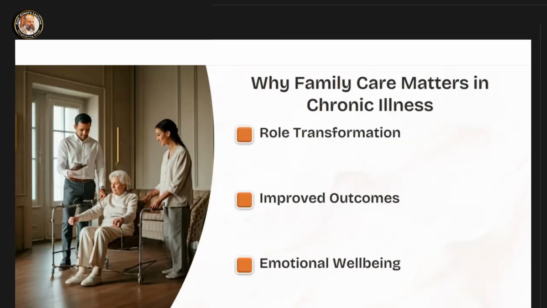Now the question arises: why does family care matter in chronic illness? The first thing is role transformation. Chronic illness often necessitates dramatic shifts in family roles, with spouses, children, or parents assuming caregiver responsibilities alongside their existing roles.